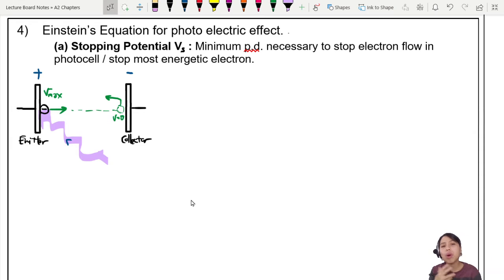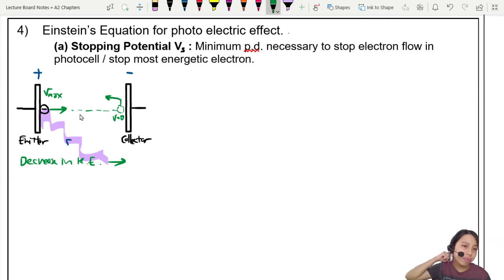Why does it stop moving? What is opposing it? If you look very carefully, this is like a parallel plate electric field that we have learned before. So where does the electron want to go? The electron by default wants to stay on the positive plate. It does not want to go to the negative plate because of an electric field set up in between the emitter and collector. So there is a change in kinetic energy happening here. As you move from left to right, there is a decrease in kinetic energy.